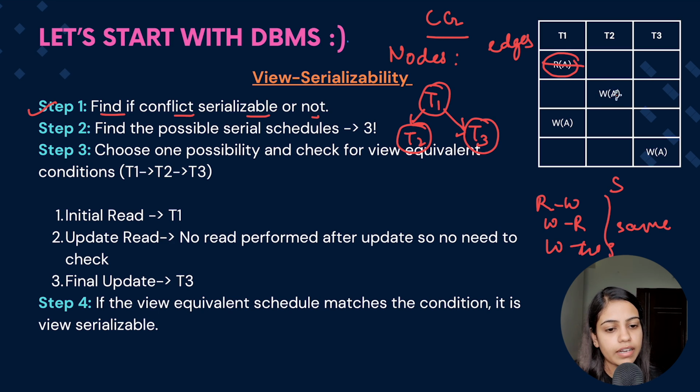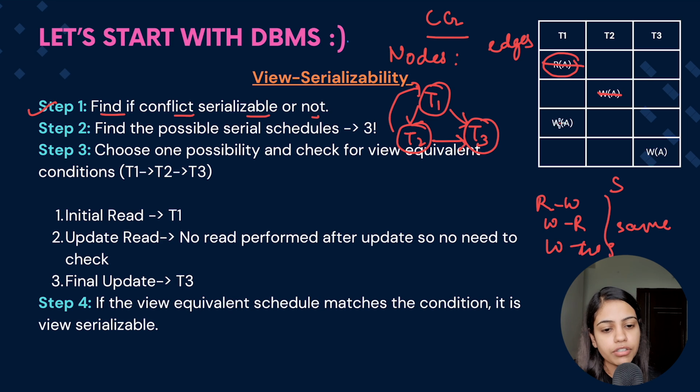Let's go to the second, that is write of A. Is there any read of A or write of A present in any of the other transactions? Yes, it's present in T1 and T3. Draw an edge from T1 to T2 and then T1 to T3. Now coming to T2, there is a write of A. Is there any read of A or write of A getting performed? Yes, it is getting performed in T1 and T3. So from T2 there would be an edge to T1 and then from T2 an edge to T3.